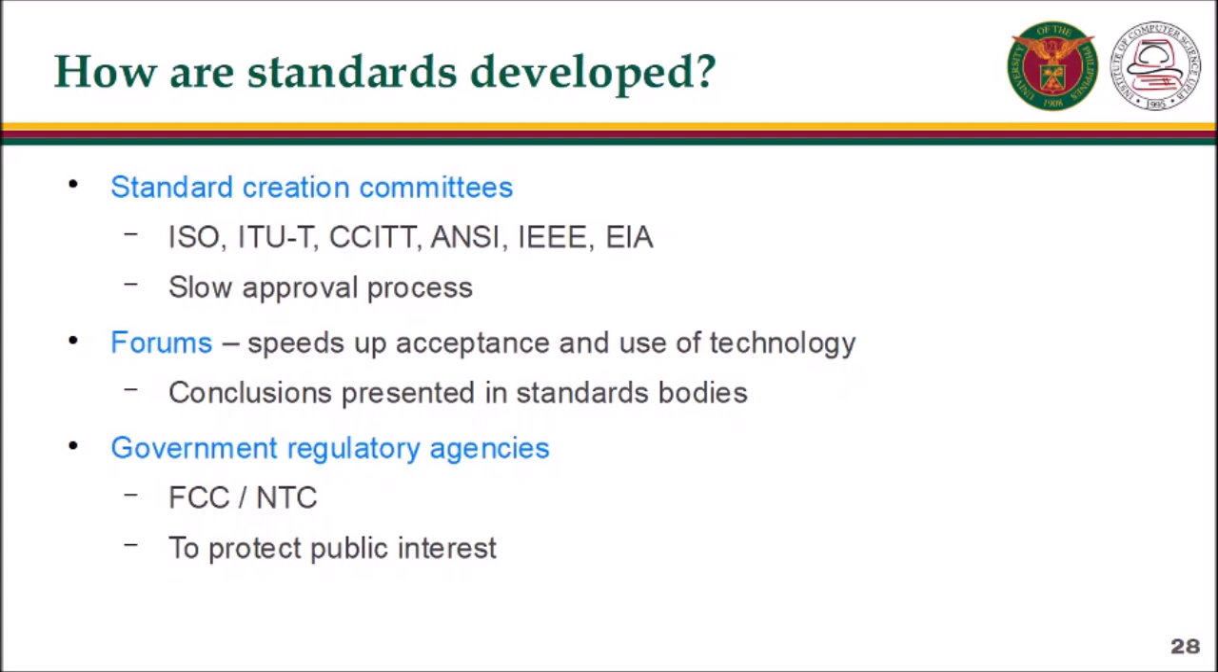Standards are primarily developed through standards creation committees, but they have a slow approval process. The next is forums, which speed up acceptance and use of technology. People will comment and suggest on a proposed standard. Solutions are presented to standards bodies. The last one is the government regulatory agencies. Their aim is to protect public interest.